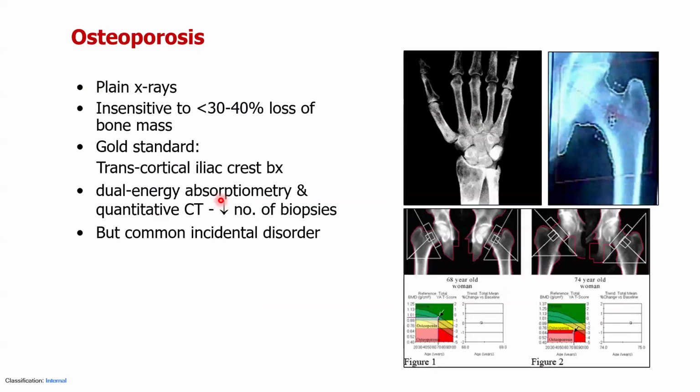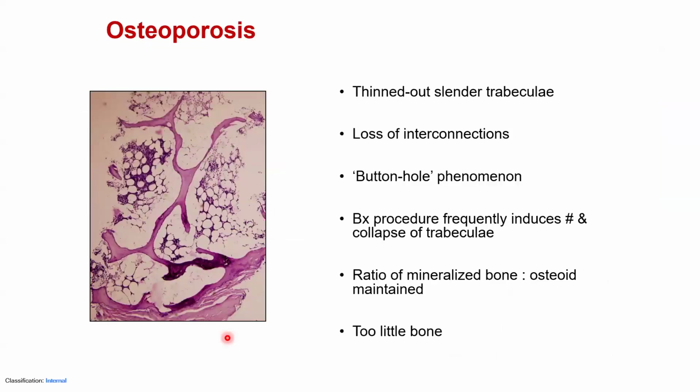Now, osteoporosis can be detected on plain X-rays, but only after there is 30 to 40% loss of bone mass, so it is an insensitive diagnostic technique for osteoporosis. The gold standard earlier was the transcortical iliac crest biopsy. Now there are radiographic methods where bone density is measured to detect osteoporosis. It is, however, a common incidental disorder which can be picked up on bone marrow biopsies.